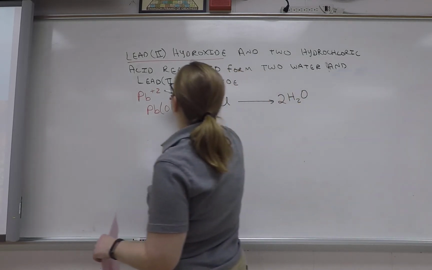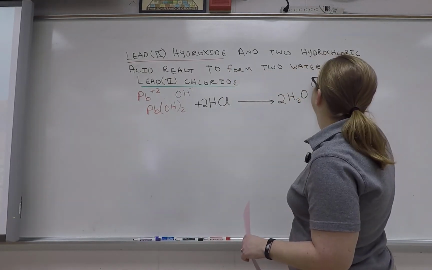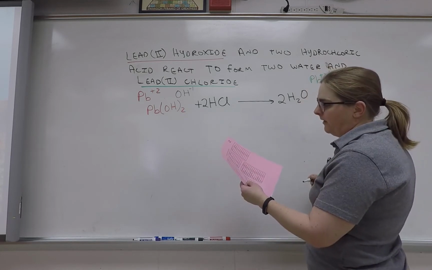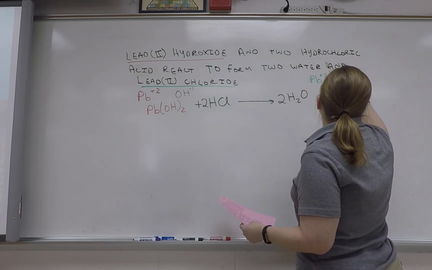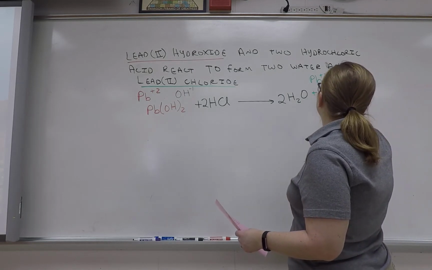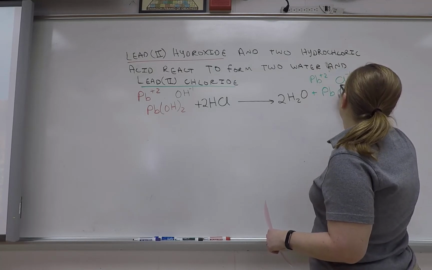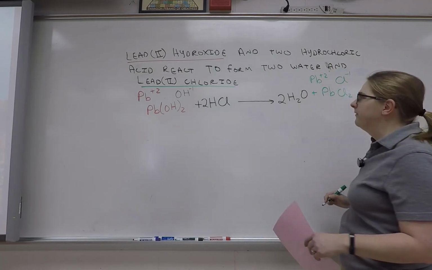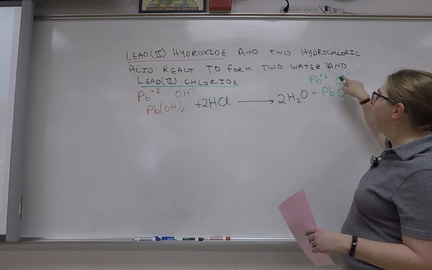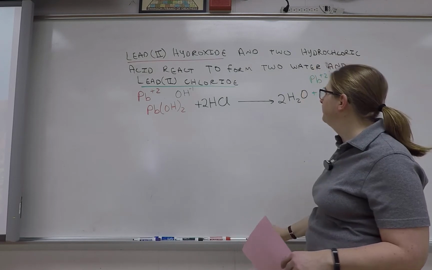And then the last piece I need is lead 2 chloride. So lead still has that charge of plus 2, and then chloride has a charge of minus 1. So that means to get the total charge down to 0, I need 2 chlorides to go with that lead, so that I've got 2 minus 1 charges to balance out that single plus 2 charge.